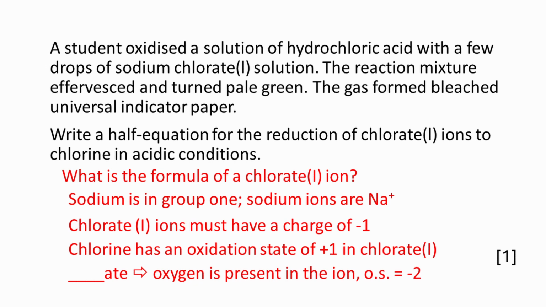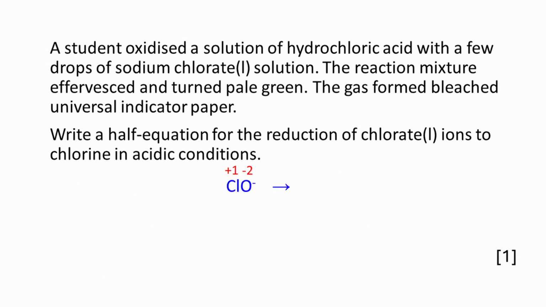Ions that end in -ate contain oxygen. From the rules and guides for assigning oxidation states, we know that oxygen must have an oxidation state of -2 in chlorate ions. We can put all of these facts together to work out the formula of the chlorate(I) ion. Now we can start to construct the half equation.